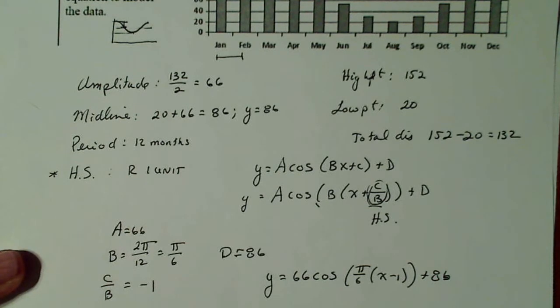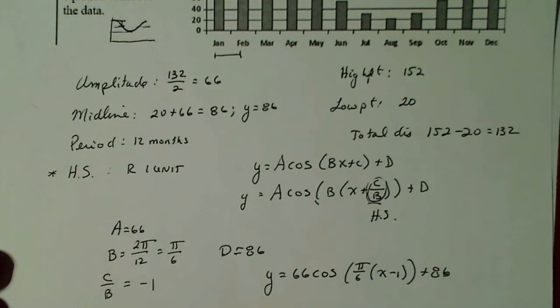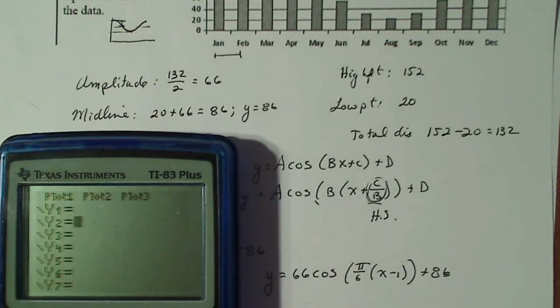Now, how do I know if that's right? Well, I'm going to go to my little graphing calculator and go to my y equals menu, and I'm going to type in this function. So 66 cosine, and I'm going to put pi over 6 in parentheses, and then x minus 1 in parentheses. That way my horizontal shift is going to come out right, plus 86. Now, I guess I'm in y2. I don't know what happened there. And now I'm going to put my midline here just so that I can make sure it's smack in the middle. Go to my window.